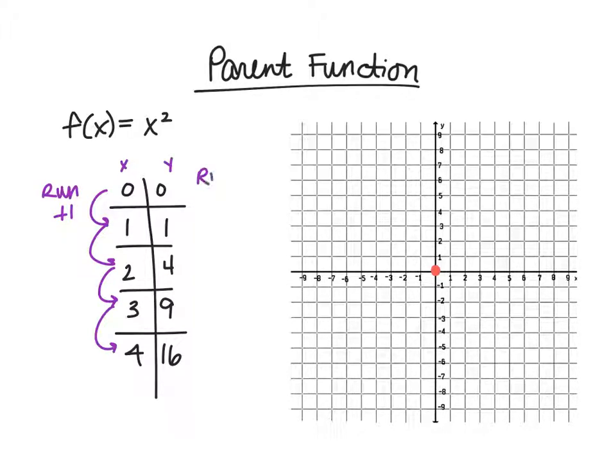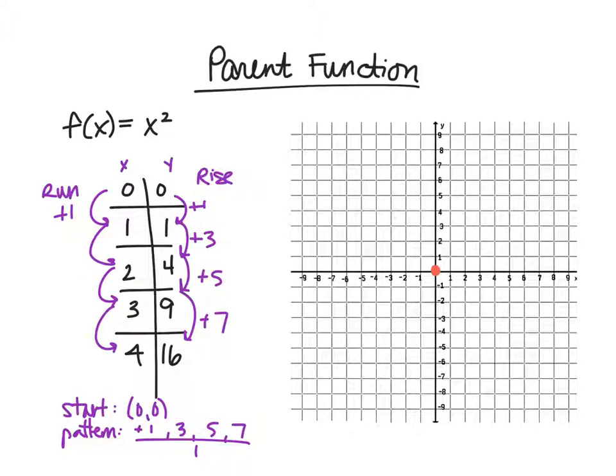But in the rise side for the y values, it's not a constant rate, but there is a pattern here. I'm going up by 1, and then by 3, and then by 5, and then by 7, and hopefully you see the pattern there is that we're counting by odd numbers. So the parent function starts at 0, 0, and has the basic pattern of 1, 3, 5, 7, and all of that is going to be over 1.